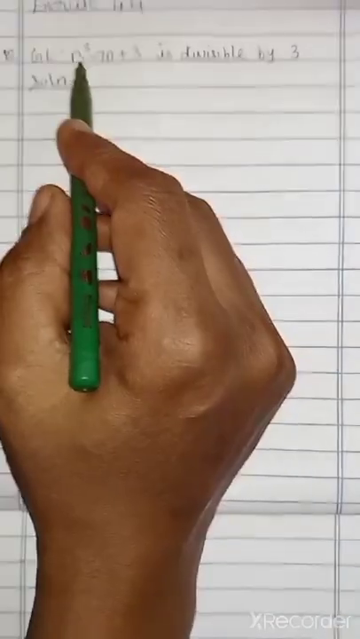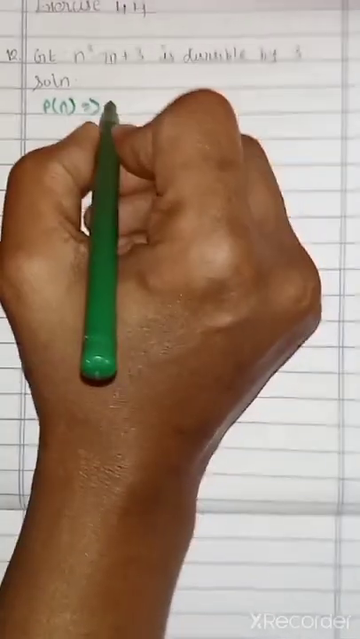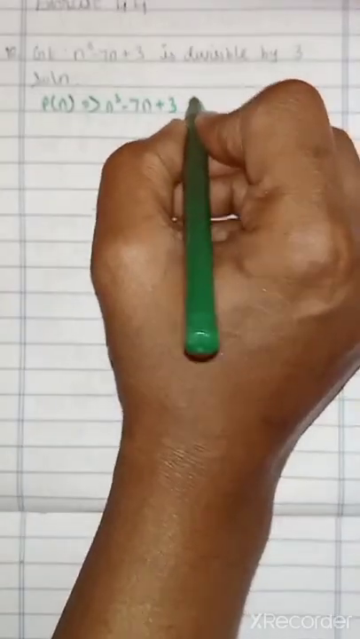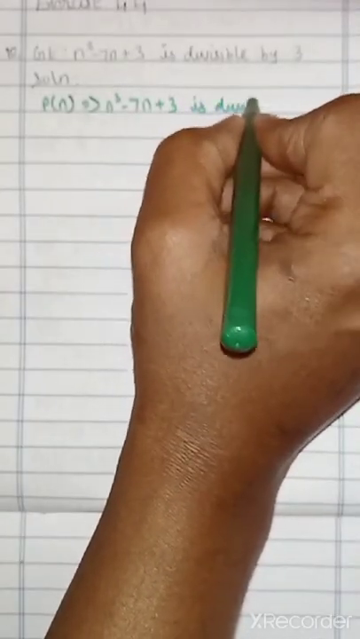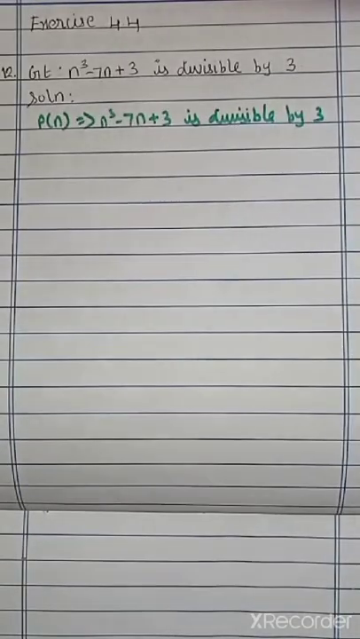So what is the first step? Always the given statement we have to take as P of n. So P of n implies n cube minus 7n plus 3 is divisible by 3. And what is the next step?